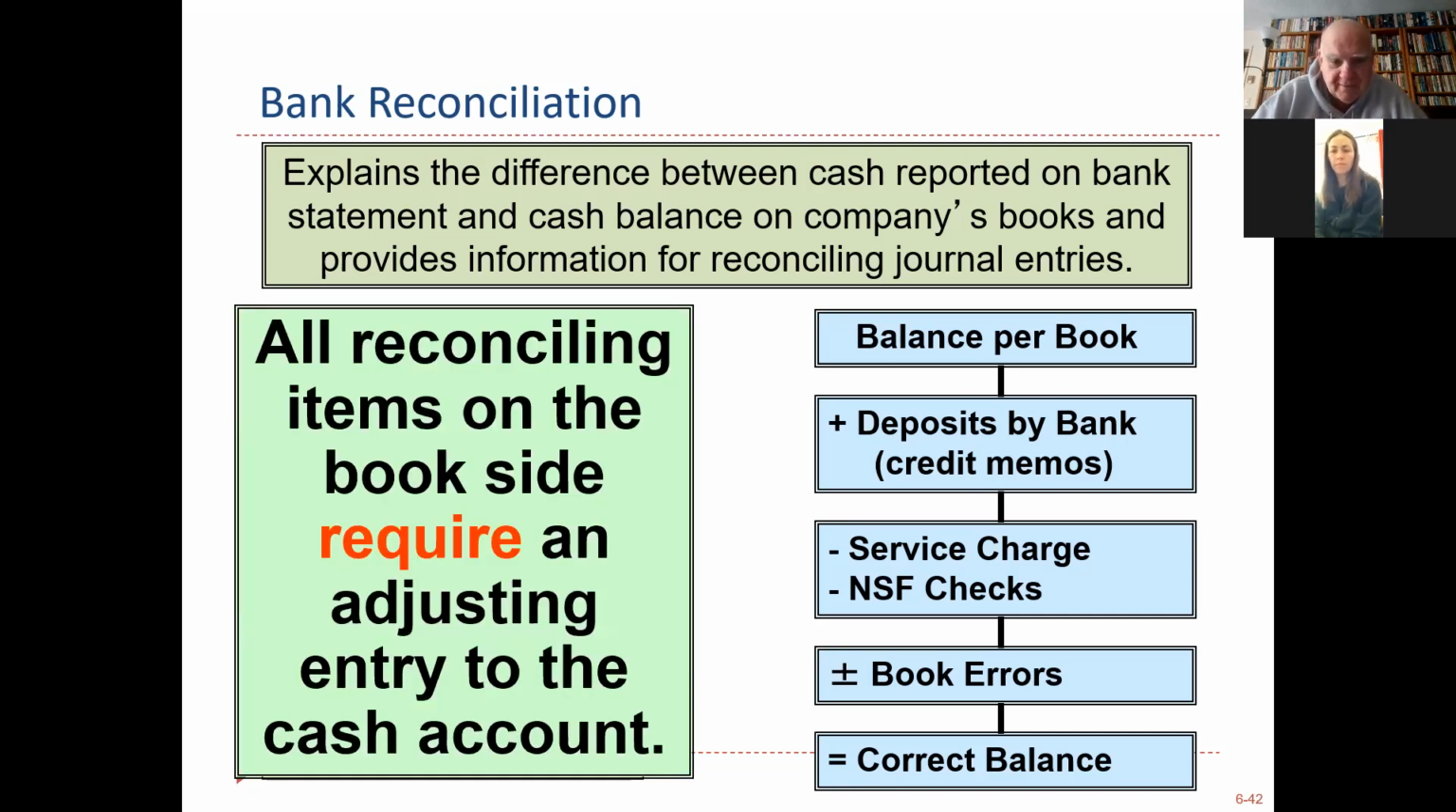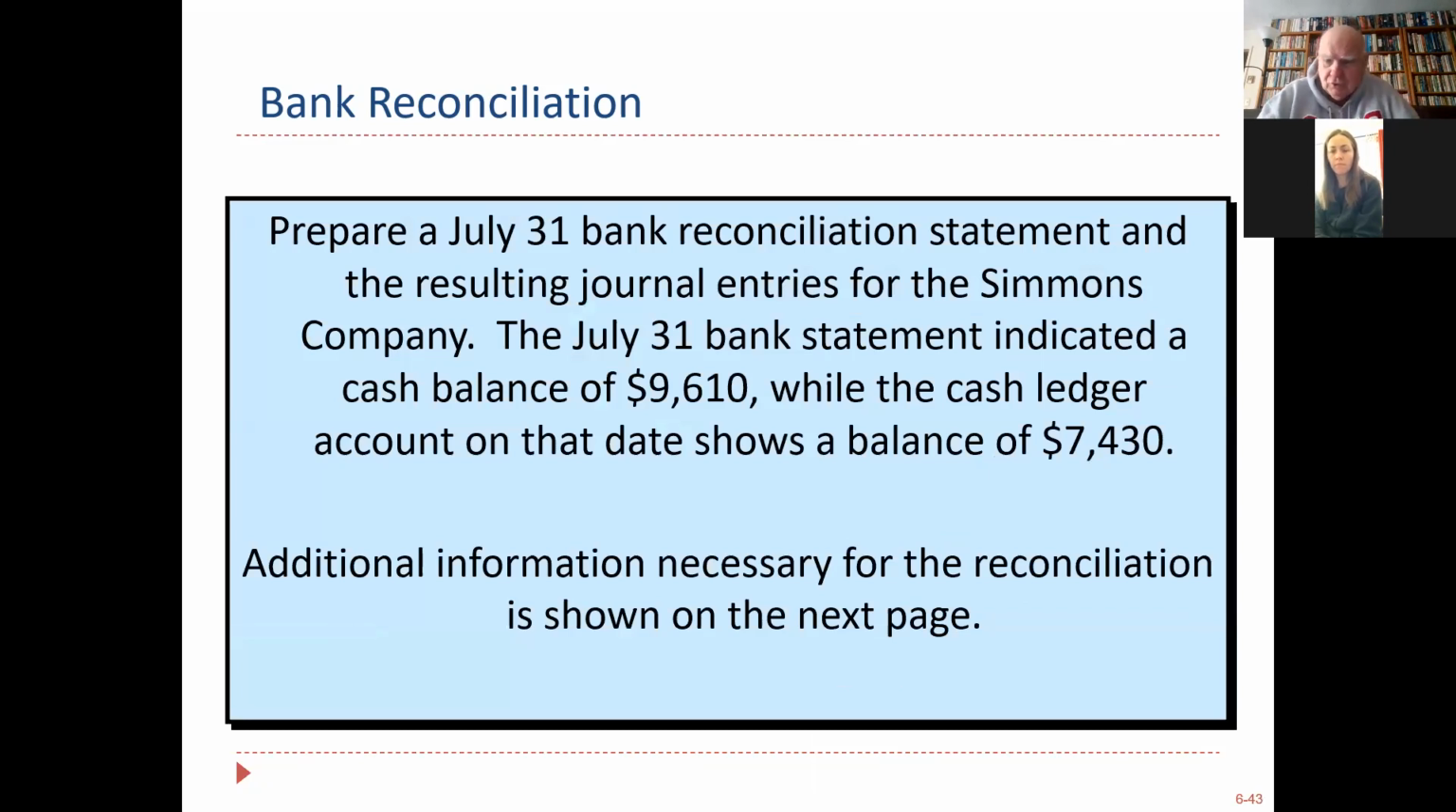All reconciling items on the book side require the journal entry. And I'll give you another hint. Every journal entry resulting from a bank statement is going to debit or credit cash, okay? And we'll look at this bank statement briefly, because this is a review, not a full lecture here.